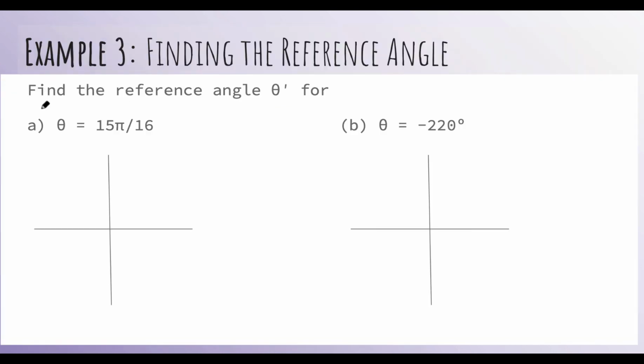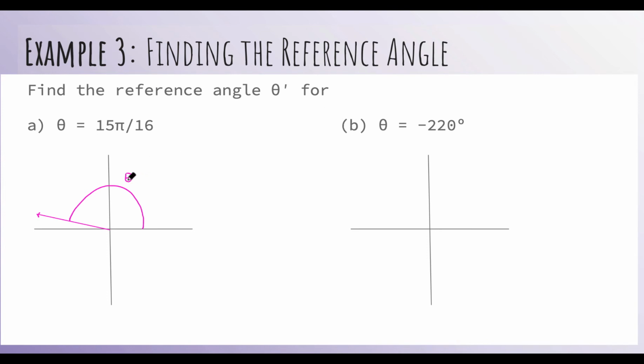All right, so now let's look at some examples where we're finding our reference angle, theta prime, for theta values. The first thing we should do is graph out what the angle measure looks like. If we have angle theta as 15 pi over 16, well, that's pretty close to 16 pi over 16. 16 pi over 16 would simplify to just 1 pi. So it's actually all the way around here, a little bit short of the negative x-axis. This angle measure right here is theta.